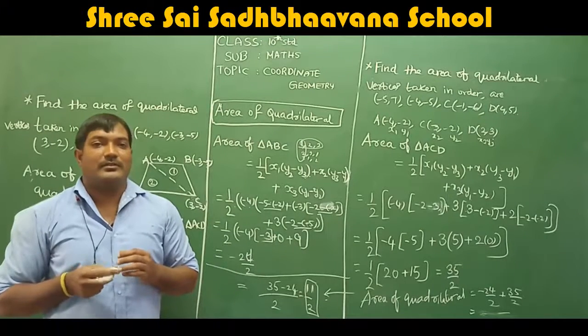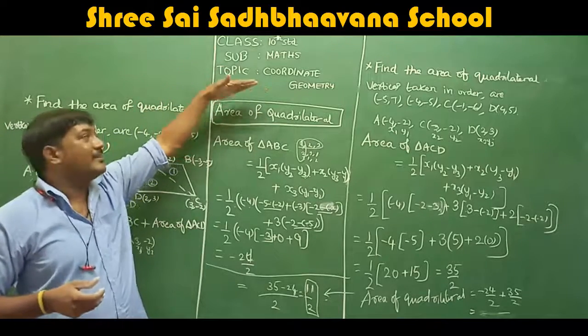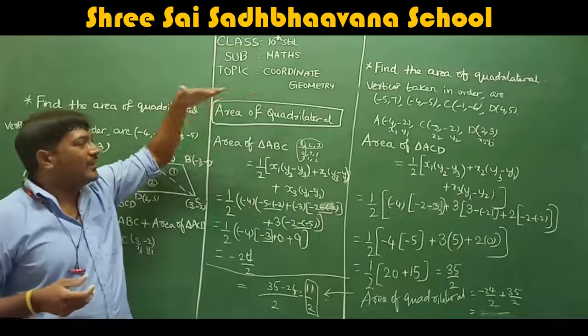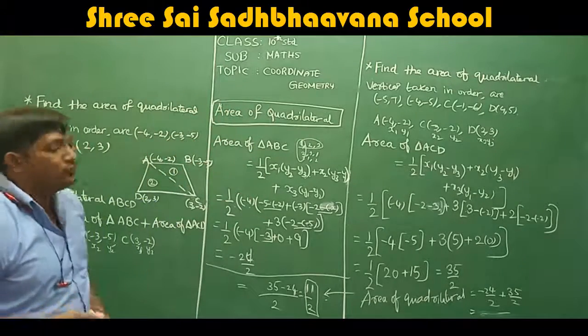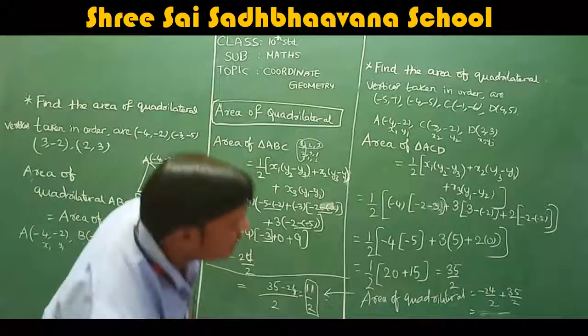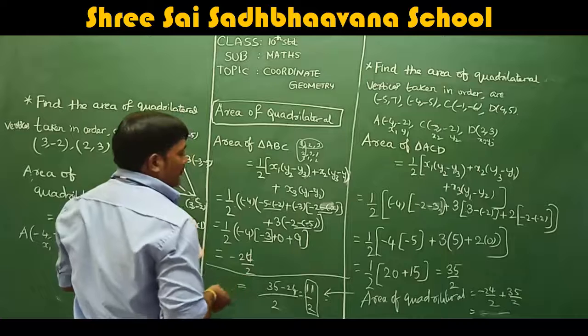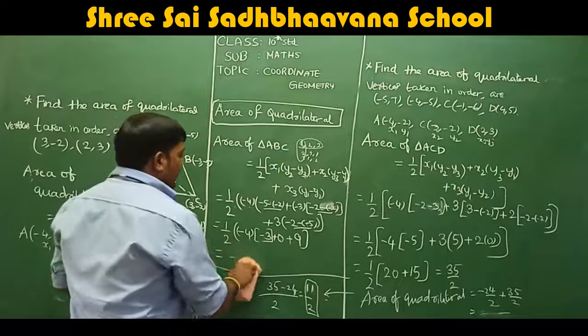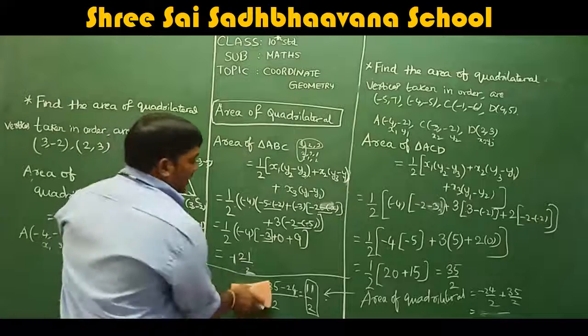Hi students, today we are going to discuss the topic coordinate geometry, from that area of quadrilateral. So area of quadrilateral is a new concept to you. How to find the area of quadrilateral? See, area of quadrilateral can be found using the triangle area also. Got it? Using the triangle area also, you can find the area of quadrilateral.